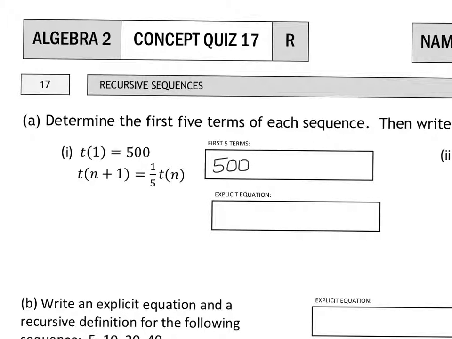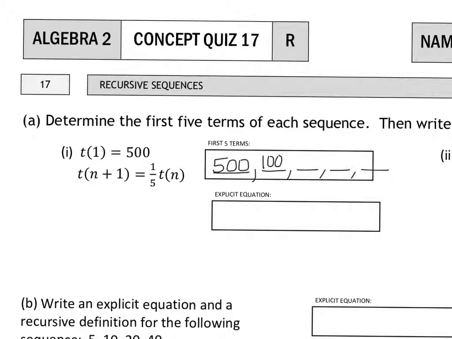And we're trying to find the first 5 terms. So I'm trying to find the second, third, fourth, and fifth terms. The recursive definition tells us t of n plus 1 equals 1/5 times t of n. In other words, the next term in the sequence is equal to 1/5 of the current term. So 1/5 of 500 would be 100.